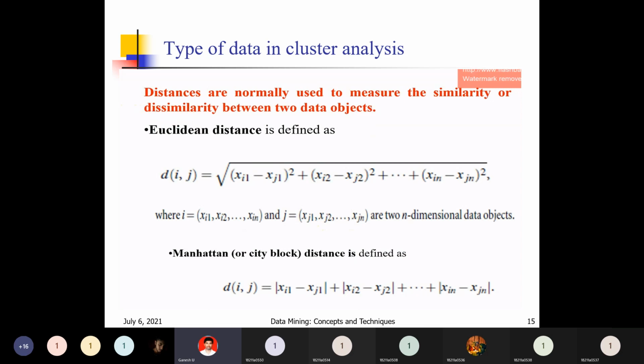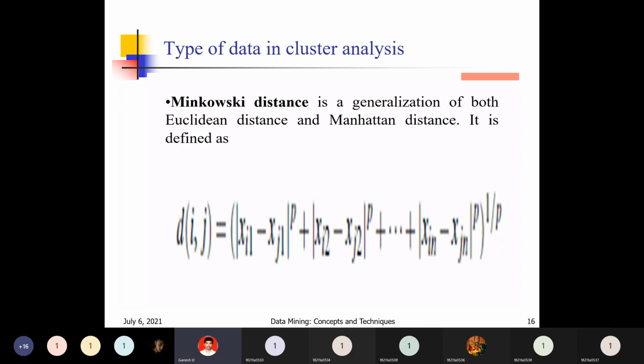Euclidean distance: d of ij equal to the square root of (xi1 minus xj1) squared, (xi2 minus xj2) squared, and so on, (xin minus xjn) squared. Next, Manhattan distance is mod of xi1 minus xj1, plus mod of xi2 minus xj2, and so on, plus mod of xin minus xjn. Next, Minkowski distance: d of ij equal to (mod of xi1 minus xj1 to the power p, plus mod of xi2 minus xj2 to the power p, and so on, plus mod of xin minus xjn to the power p) whole to the power of 1 by p.